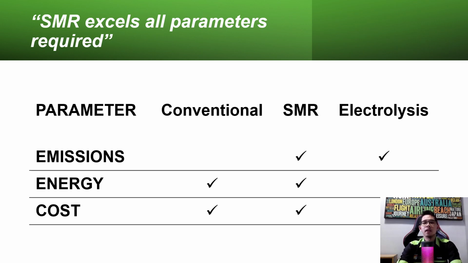Firstly, in the emission category, SMR and electrolysis produce relatively lower GHG emissions compared to the conventional method. It is the opposite for the energy category for electrolysis, where it requires a lot of energy consumption to undergo a chemical separation compared to conventional and SMR. Lastly, for the cost, conventional and SMR require lower cost compared to electrolysis. Hence, overall, SMR is the preferred method for hydrogen production.